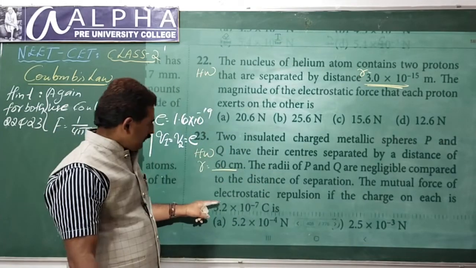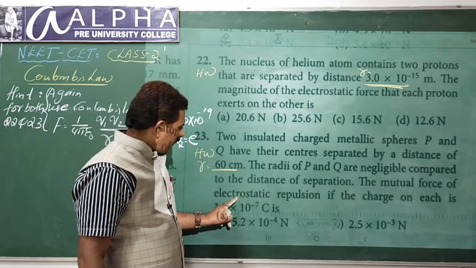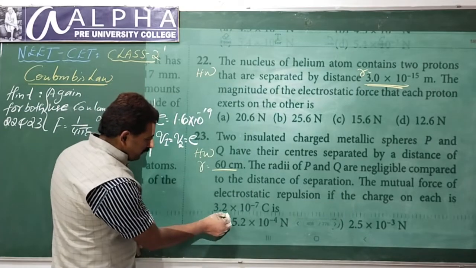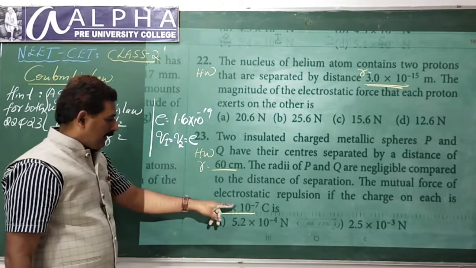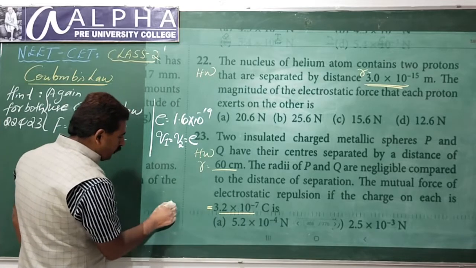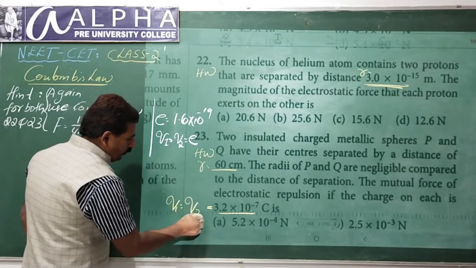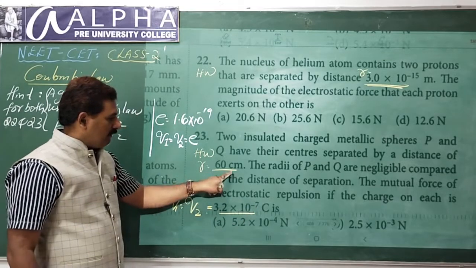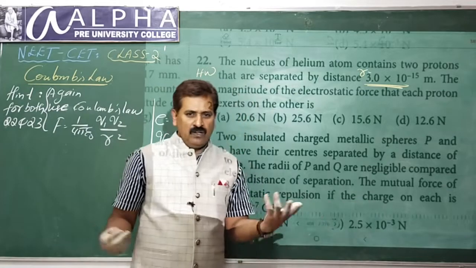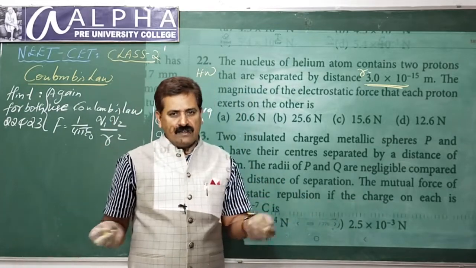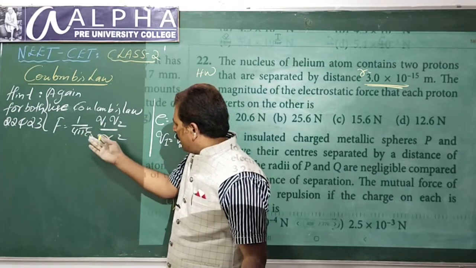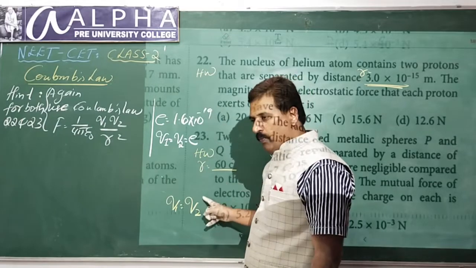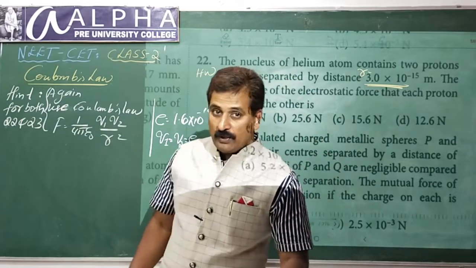That's all. The mutual force of electrostatic repulsion, if the charge on each is 3.2 10 power minus 7. So, what is this value? Q1. That is also Q2. So, Q1, Q2 given 3.2 10 power minus 7 are given. He says repulsion, whatever it be, repulsion or attraction, the formula remains the same. 1 over 4 pi epsilon 0 Q1 Q2 by R square. Therefore, same procedure. Take these two as homework sums, try at home. Now we'll move on to the next one.